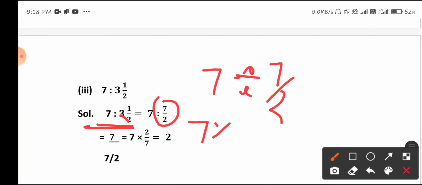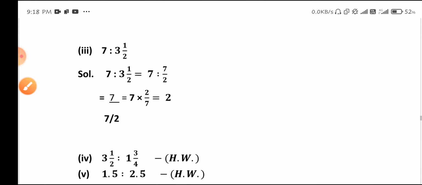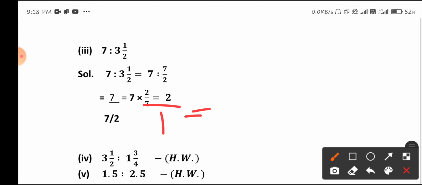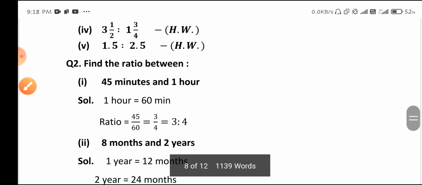It can be written as 7 multiplies 2 by 7. So we can cancel out 7 by 7. So what is the remaining number? 2. And it can be written as 2 upon 1. So it can be written as 2 upon 1 or 2 ratio 1. And it is the lowest term. Like this you have to solve the remaining homework questions.